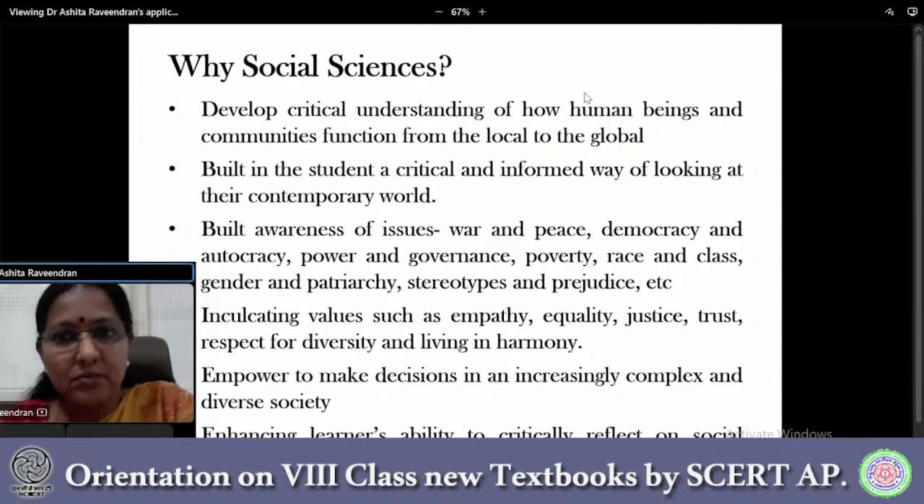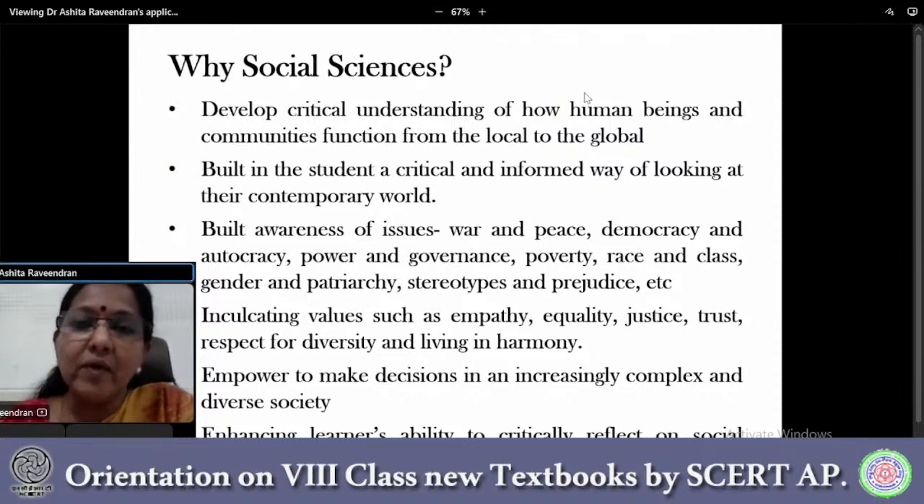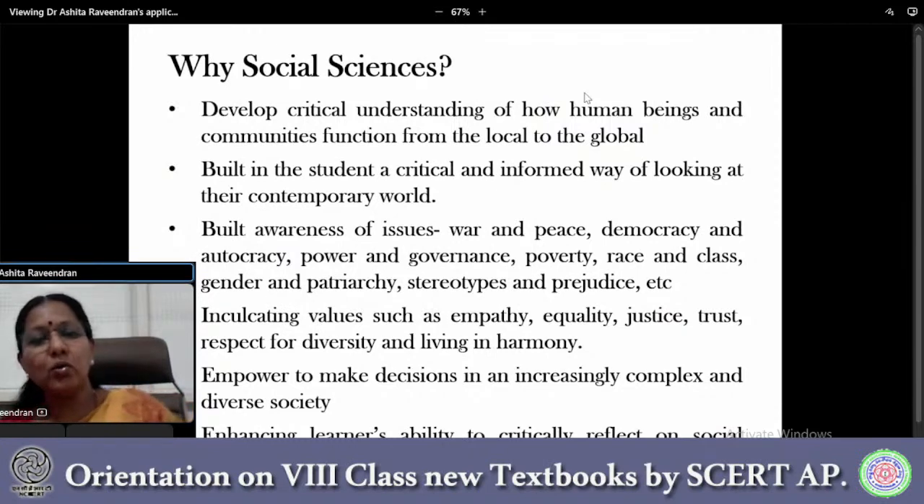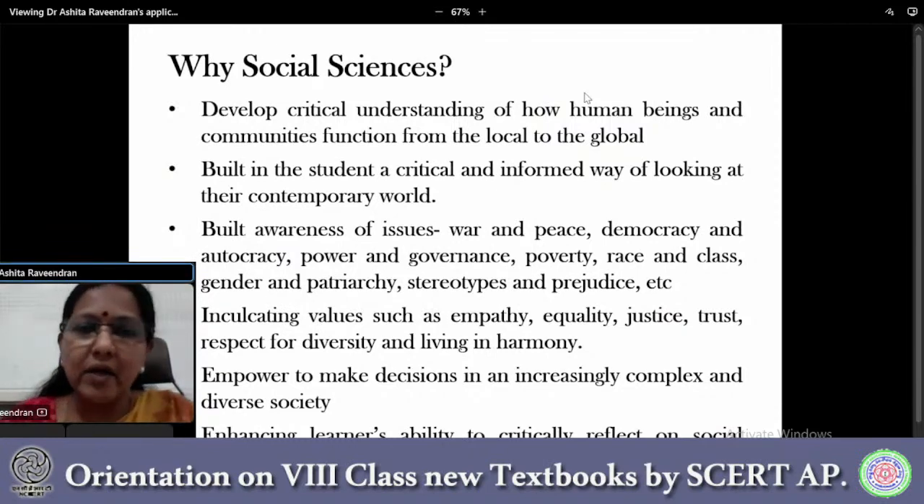So the learner will be capable of critically reflecting on these social issues and engaging themselves in such acts so that they will not be doing anything which has an adverse effect on social well-being. These are the things which we hope that the social sciences will be able to inculcate in our learners.